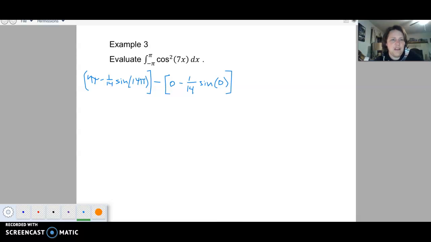Okay, my last video cut off on me when we were finishing this up. So we had this equal to pi, and then sine of 14 pi. If we look at our unit circle, sine is going to be our y values. So sine of 14 pi is going to be 0. 0 is 0, and sine of 0 is also 0. So we'll end up with our final answer of pi.